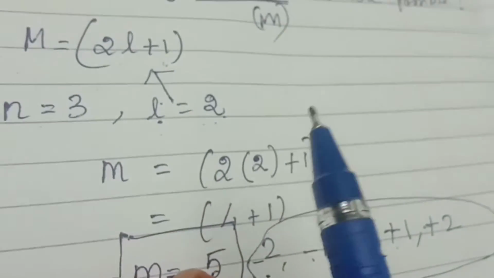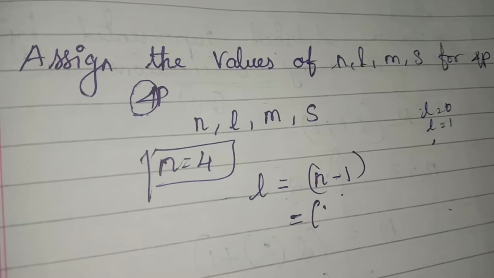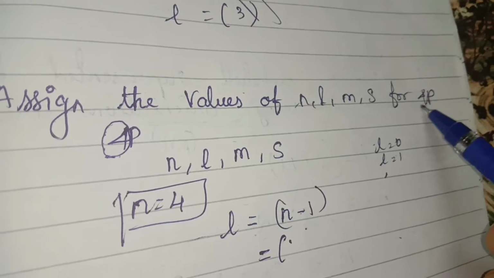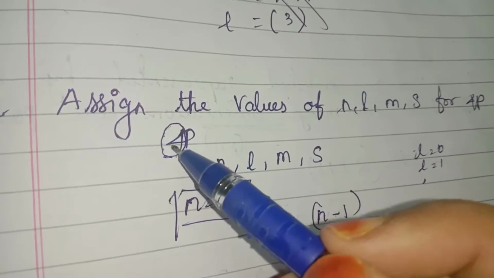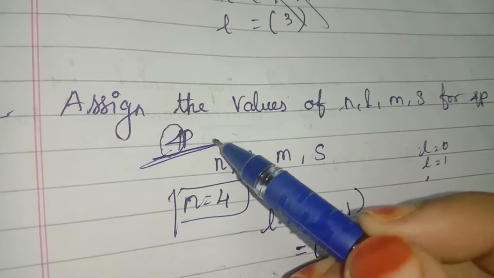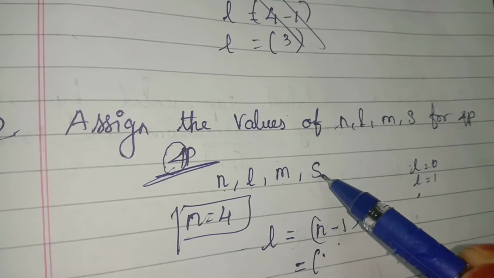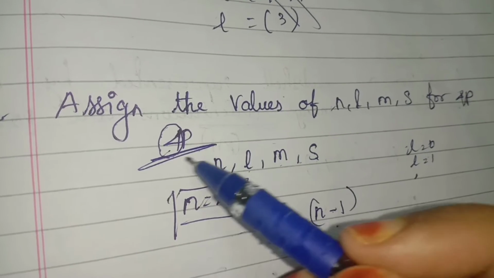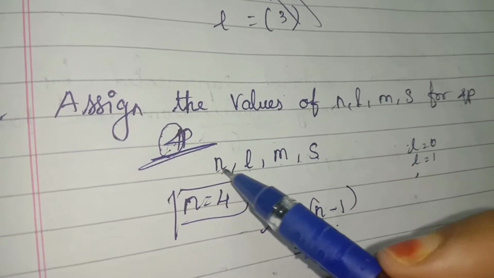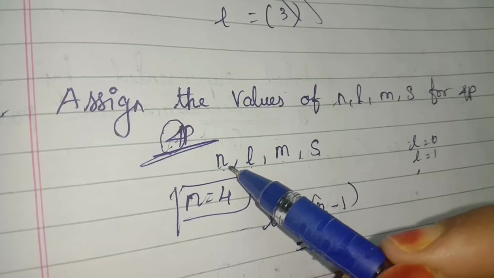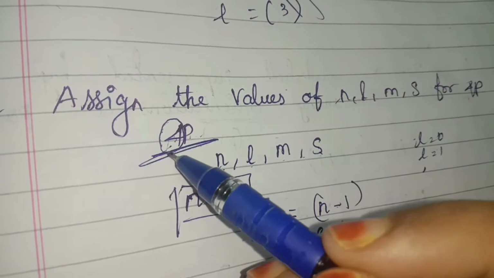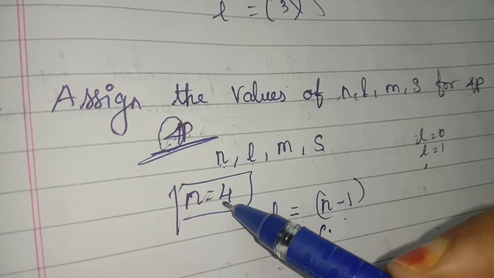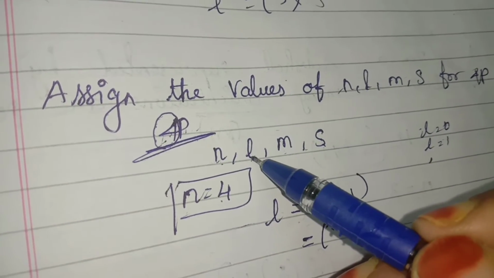So like that I give some sums. Find the values of N, L, M, S for a 4p orbital. What orbital have they given here? 4p orbital. For this 4p orbital you have to calculate the 4 quantum number values. The N value you can easily find out: the number present before the orbital is known as the N value. So N is equal to 4.